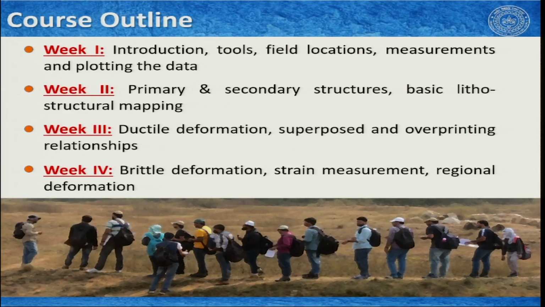Next week, we will talk about different kinds of primary and secondary structures, and we will also show you the basics of lithostructural mapping. The third week is dedicated essentially to ductile deformation, and we will see superposed deformation and overprinting relationships in the field. And the last week we will talk about brittle deformation, strain measurements, and we will try to interpret the regional deformation.